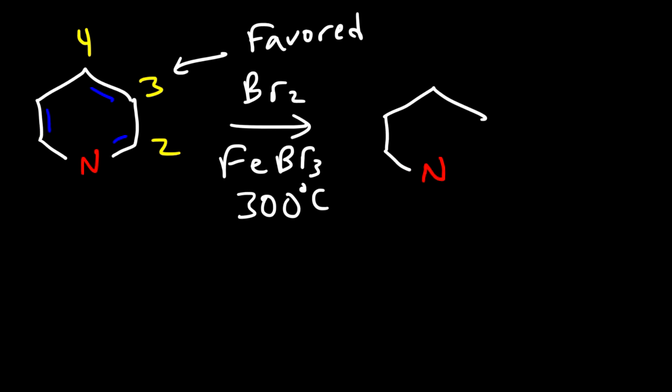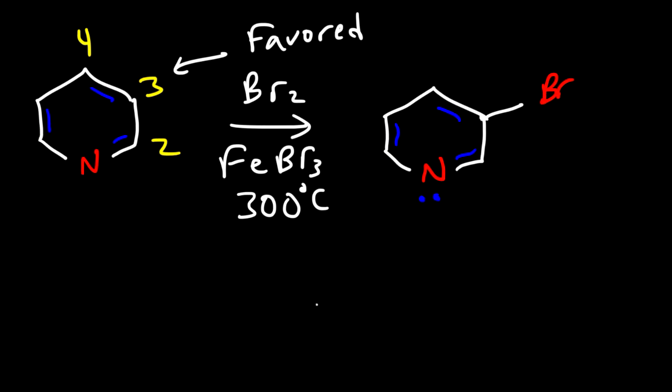And so the product of this reaction will look like this. The end result is that we're replacing the hydrogen atom on position 3 with a bromine atom. So this is going to be the product for this reaction.